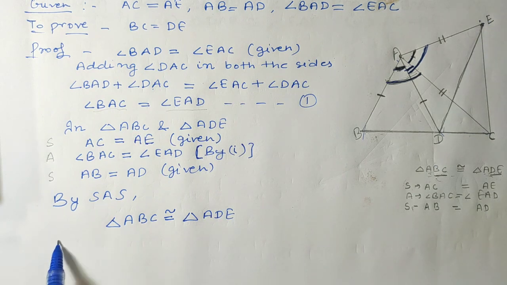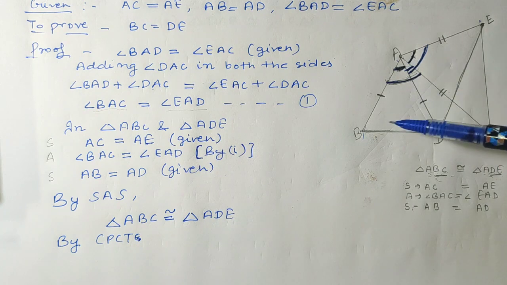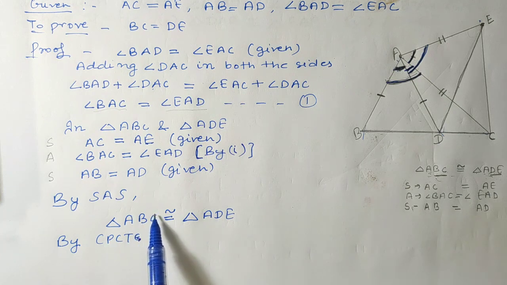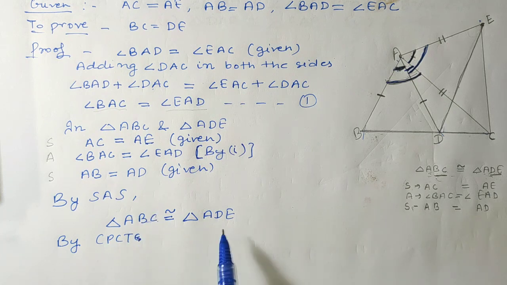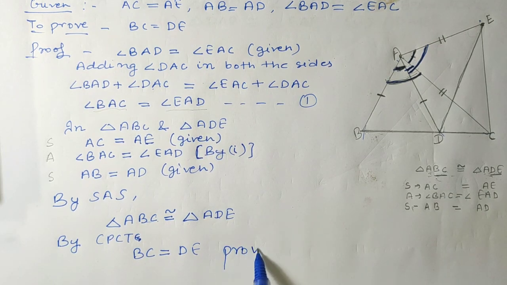Okay, then by CPCT their corresponding parts will be equal. So the part BC of triangle ABC will be equal to the part DE of triangle ADE. And in the names also you can see that the second and third letters are BC, and the second and third letters are DE. So by CPCT BC will be equal to DE, and this is the proof of this question.